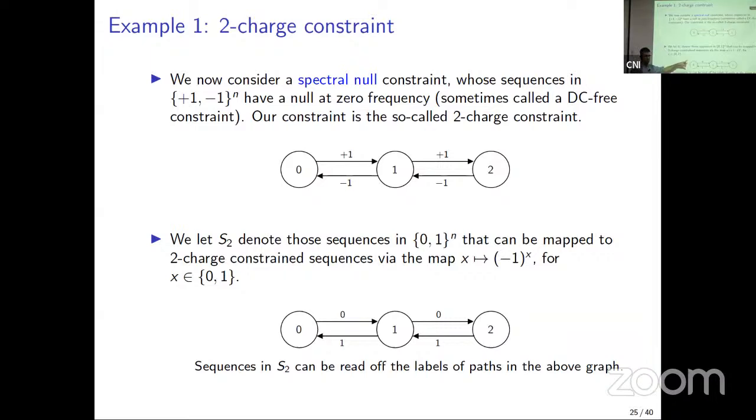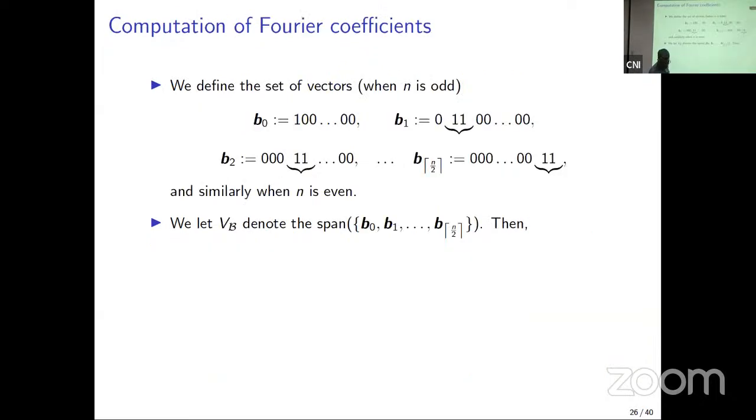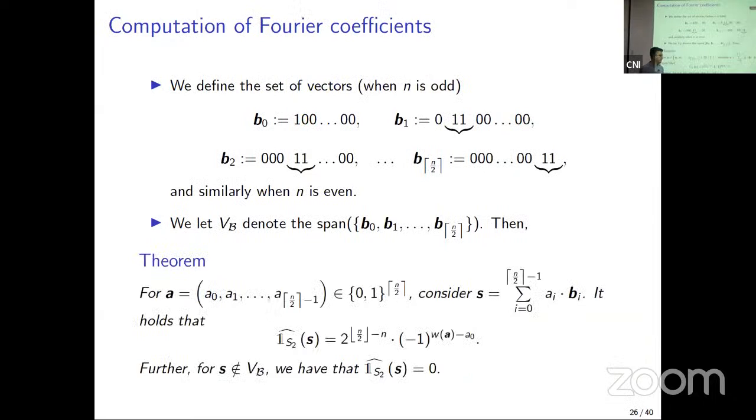Really, the sequences that we'll be working with are sequences that can be read off parts of the screen. So for this constraint, just to spare you the details, we've been able to fully characterize the Fourier coefficients. In particular, we show that there exists some vector space, and only if the point S lies inside that vector space is your Fourier coefficient going to be non-zero. Outside that vector space, your Fourier coefficient is going to be zero.